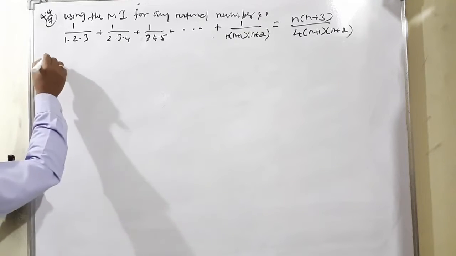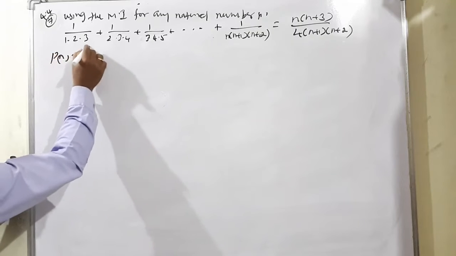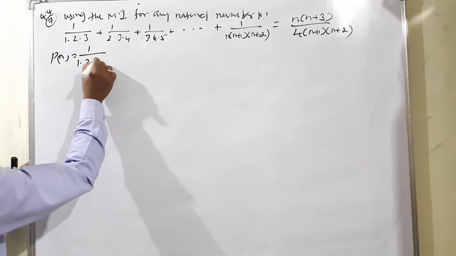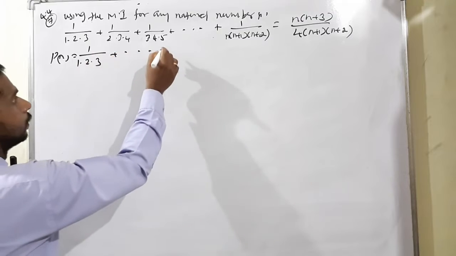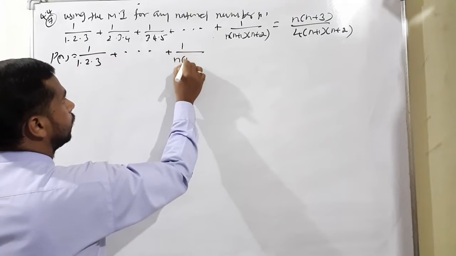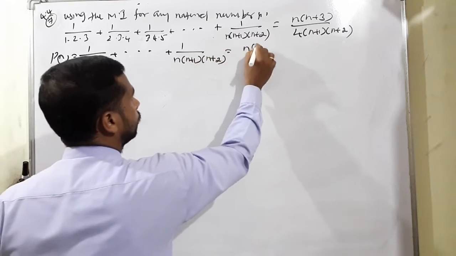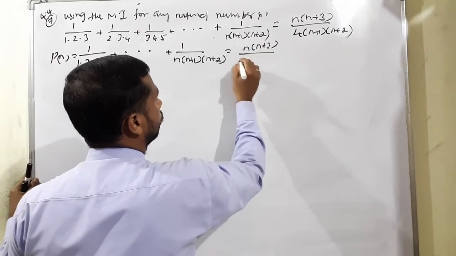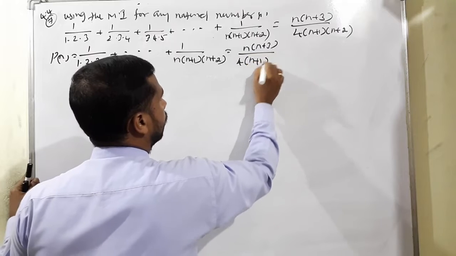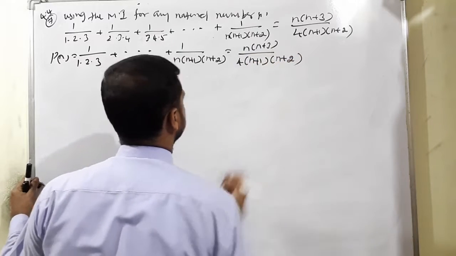First we have to assume P of n. So P of n is equal to 1 by 1 into 2 into 3 plus dot dot dot plus 1 by n into n plus 1 into n plus 2 is equal to n into n plus 3 over 4 into n plus 1 into n plus 2.